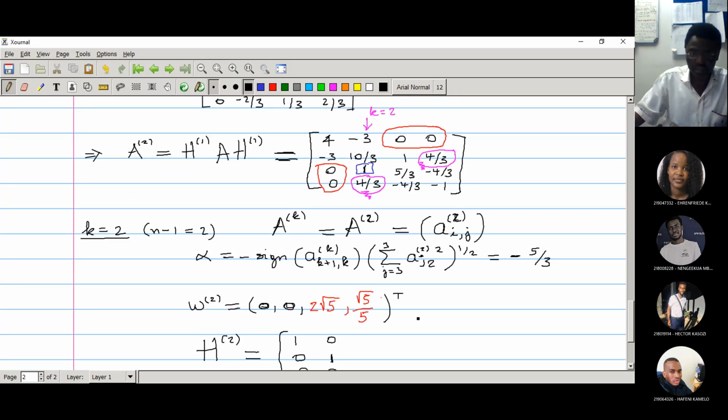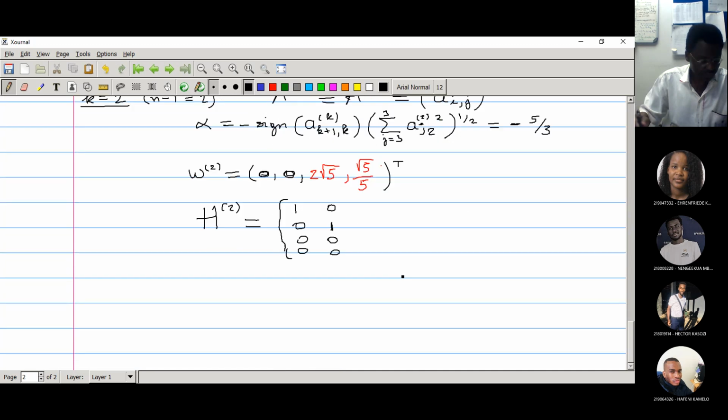And the other entries, so we have 0 here, 0 here, 0, 0, and then we have -3 by 5, -4 by 5, of course. And here it's -4 by 5. And finally, 3 by 5.